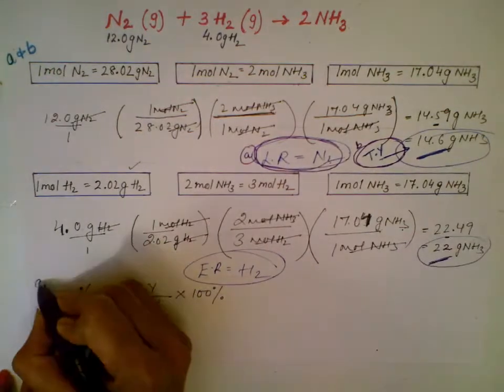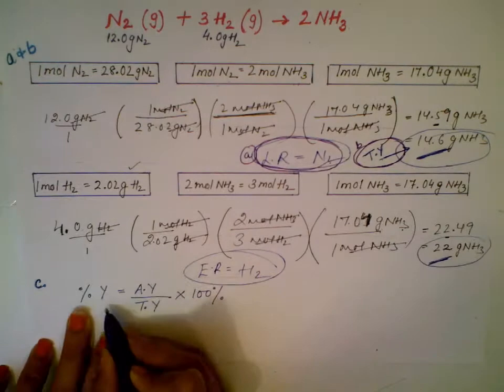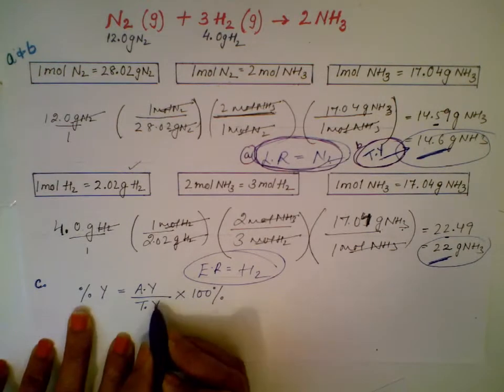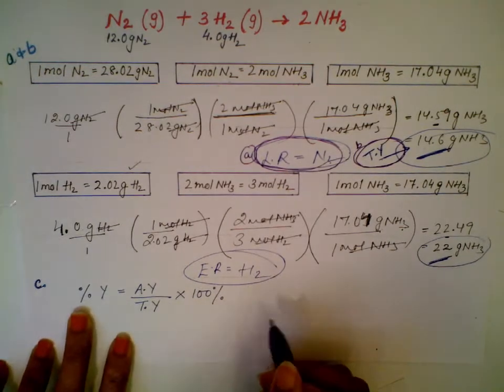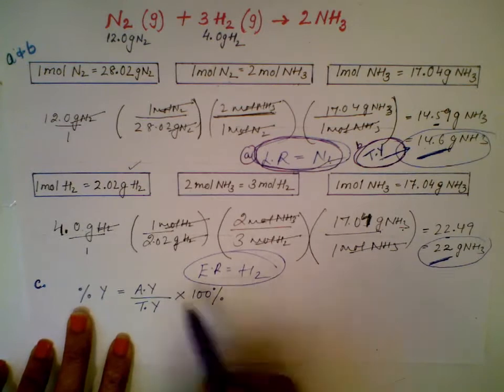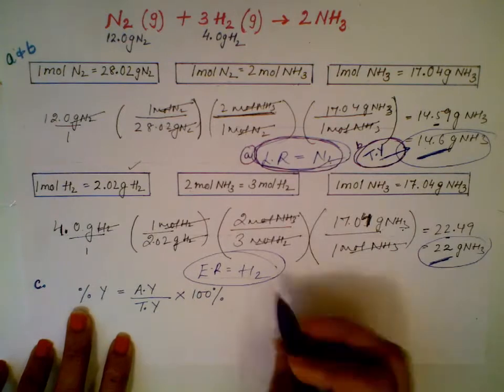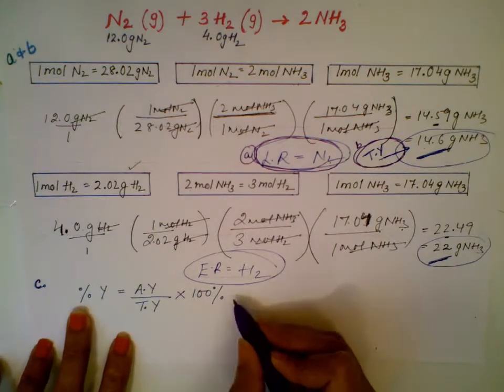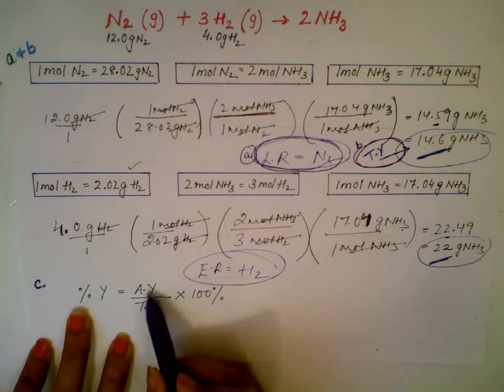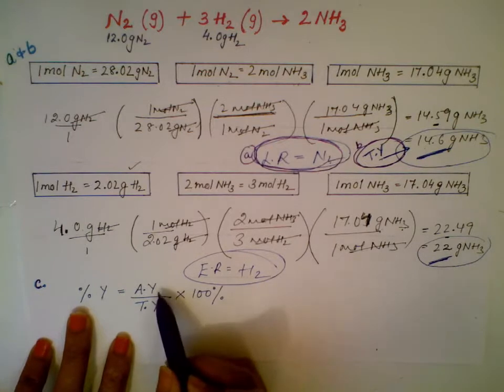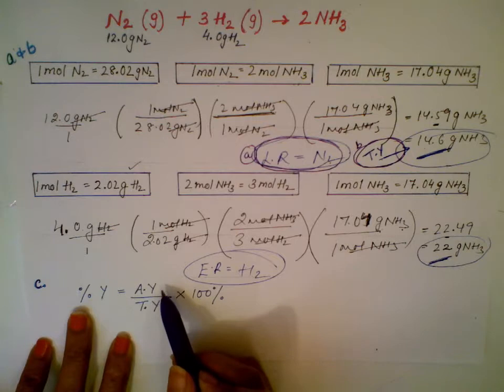And C, now we are working on C, where they ask you to find the percentage yield. Here is the formula for the percentage yield. This is the ratio of actual yield of a reaction to the theoretical yield. And don't forget to do times 100%. The actual yield is the mass you actually make in the real world when you carry out the reaction in the lab.